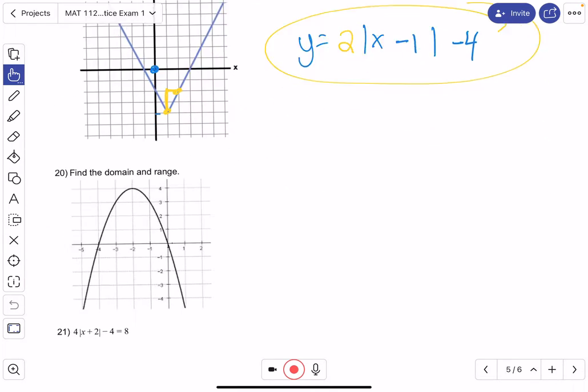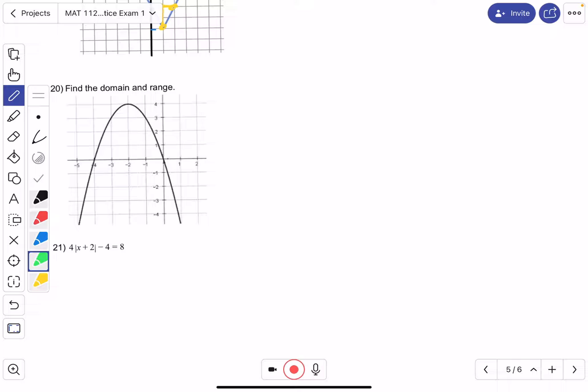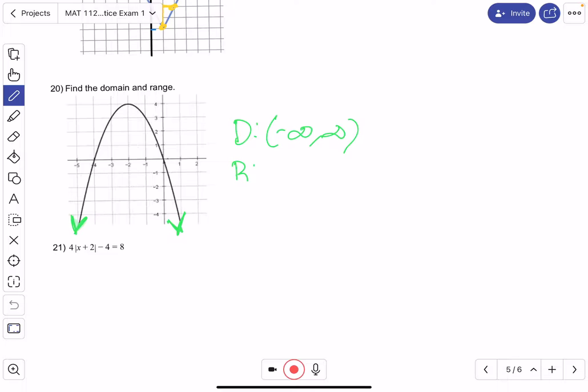Number 20 wants domain and range. So the domain, remember, when you have a graph that goes off the edge, assume there's arrows, unless it's obvious that it's a point. So that tells us that our domain is negative infinity to infinity. The arrows point down, so it's going to go to negative infinity. And then our highest point goes to 4 on the y, so our range would end at 4.